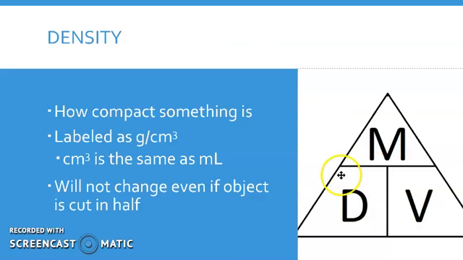So if I was solving for density, I would do my mass divided by my volume. If I was solving for volume, I would do mass divided by density. If I was solving for mass, I would do density times volume. So this line here, my horizontal line, means divide. The up and down, my vertical line, means multiply. So I always just circle what I'm solving for and plug in the other two and then know if I divide if they're on top of each other and multiply if they are next to each other.